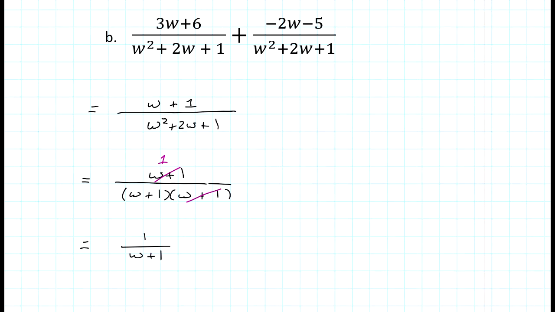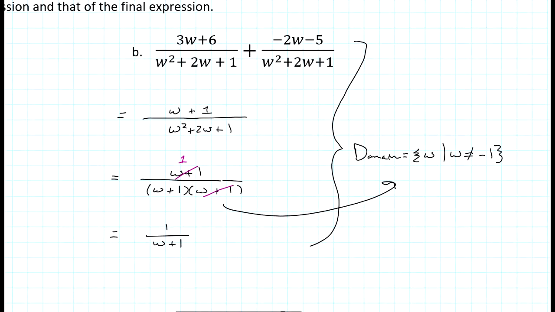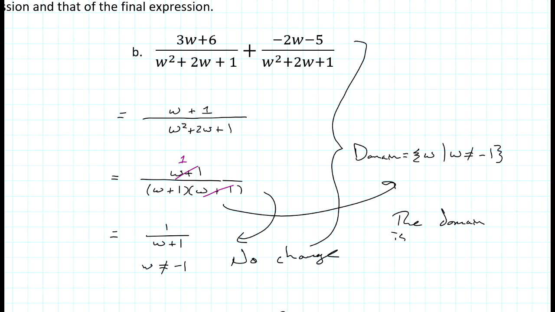So for all of these, the domain is the set of w such that w does not equal negative 1, right? That's the only value that w cannot be, which we can see at that point. But it doesn't change. There's no change here because even on the bottom line, w still cannot equal negative 1, right? So the domain is the same for all of these.